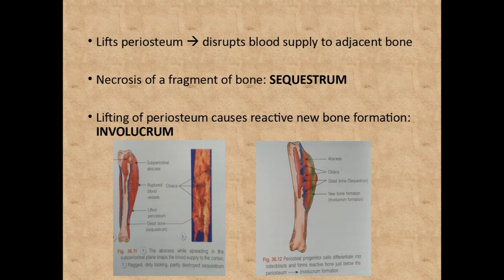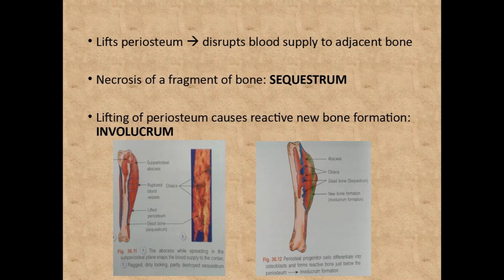Now histologically, all these bone laying cells called osteoblasts are present adjacent to the periosteum. Okay, so when periosteum gets lifted up, these osteoblasts will start laying new bone, and the new bone thus formed is called involucrum. So these are the two terms you have to remember when you read about and write for exam about osteomyelitis. One is sequestrum, which is nothing but dead bone, and involucrum, which is reactive new bone formation.